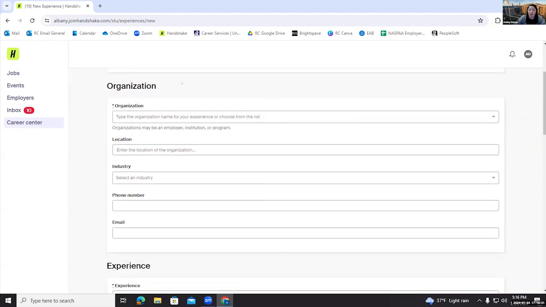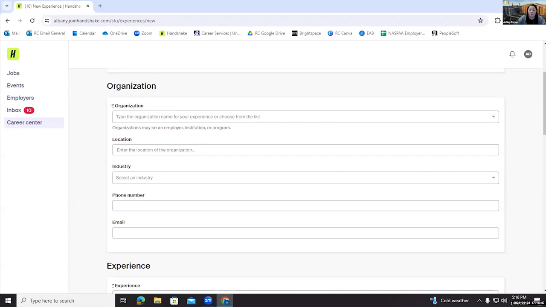You're going to then get into the organization information. You're going to list the name of the organization. So let's say the New York State Division of the Budget, for example, you would indicate that here. Okay, location is typically the address, or at least the city and the state.